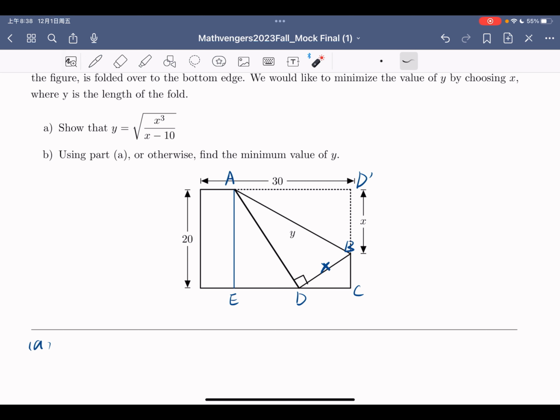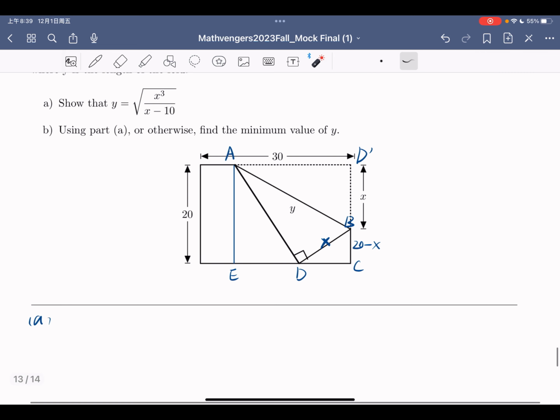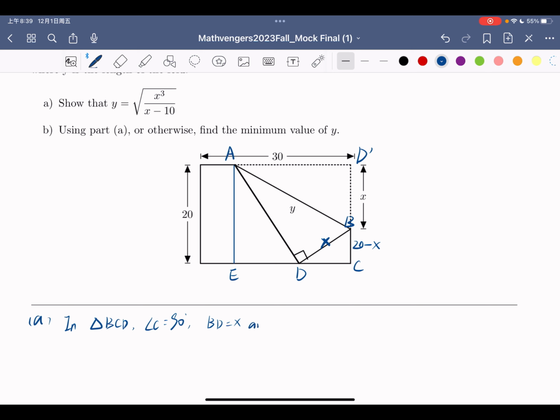And we know that this side is 20. So CD prime, this length, is also 20. And here is x, so we can easily say BC is 20 minus x. And you notice that we have this small right angle triangle. In the triangle BCD, we have the angle C is 90 degrees, BD is equal to x, and BC is equal to 20 minus x.